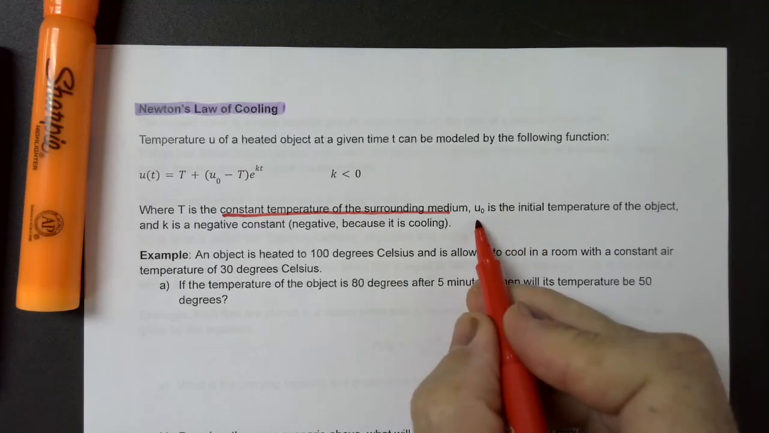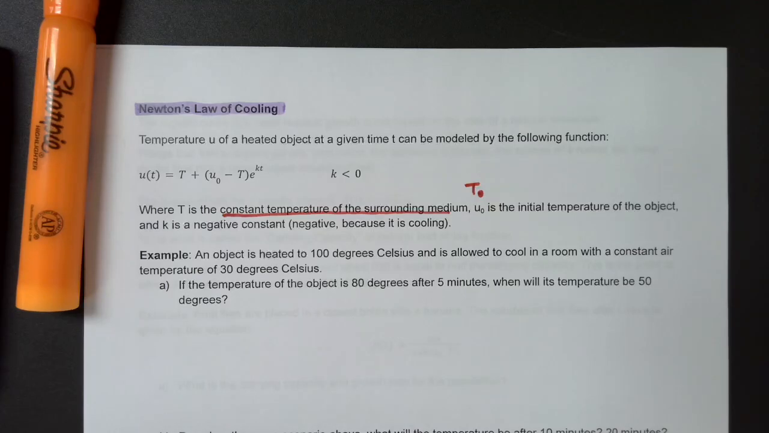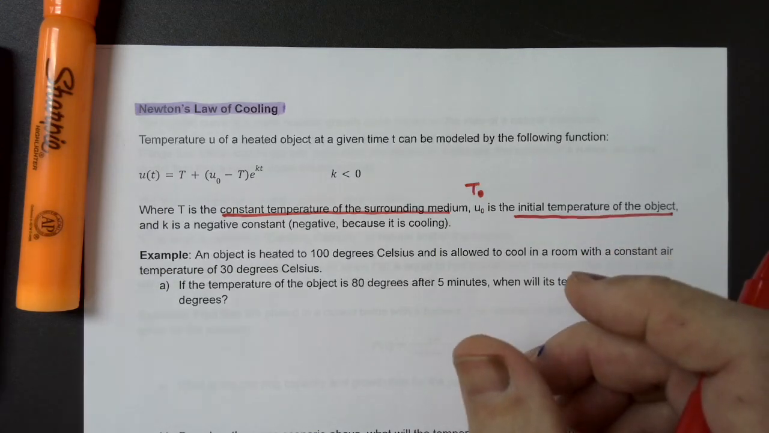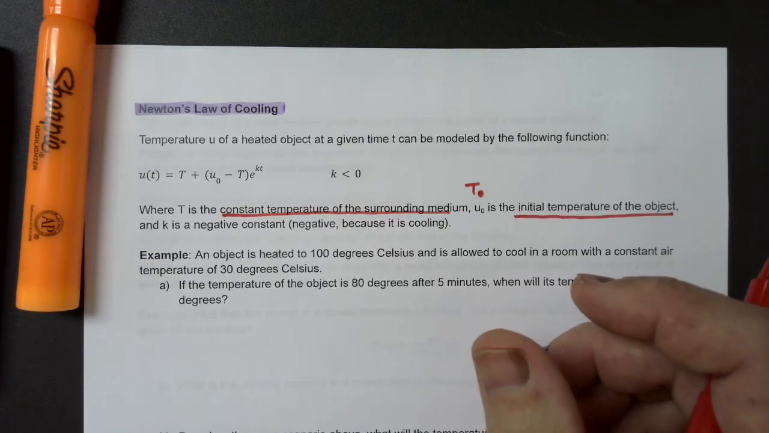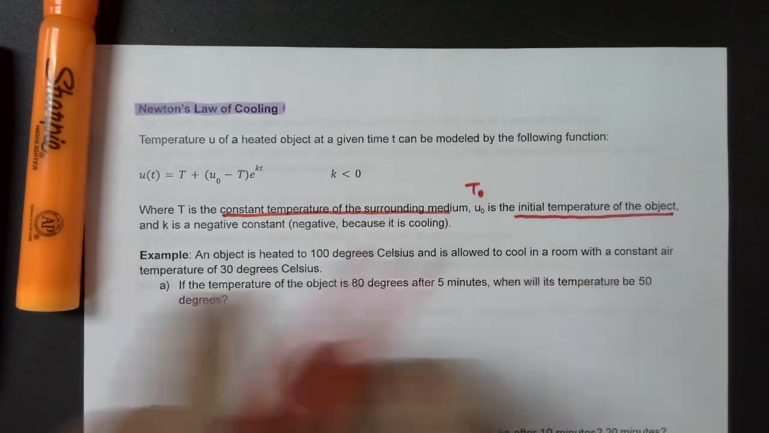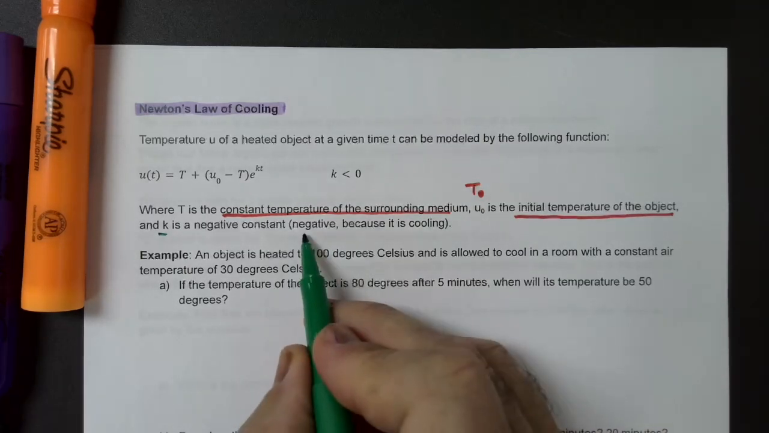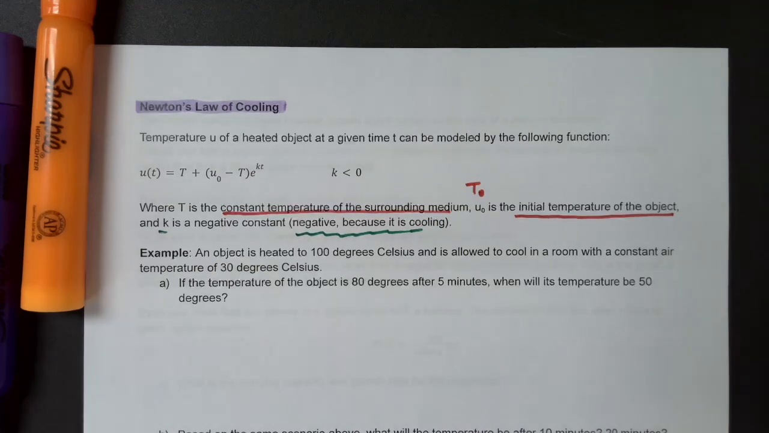And then U sub 0, sometimes you'll see it written as T sub 0. I don't mind if you use that either. But that is the initial temperature of the object. If we bring some ice in here, what's the temperature of the ice? If we bring a big hot cup of coffee in here, it's the temperature of that coffee. And then there is K, which is some constant, and it also makes a note here that it's negative because it's cooling. You're cooling something off. Of course, if you put something in an oven and you're warming it up, then it's going to be a positive value, so it's going to be going in the other direction.